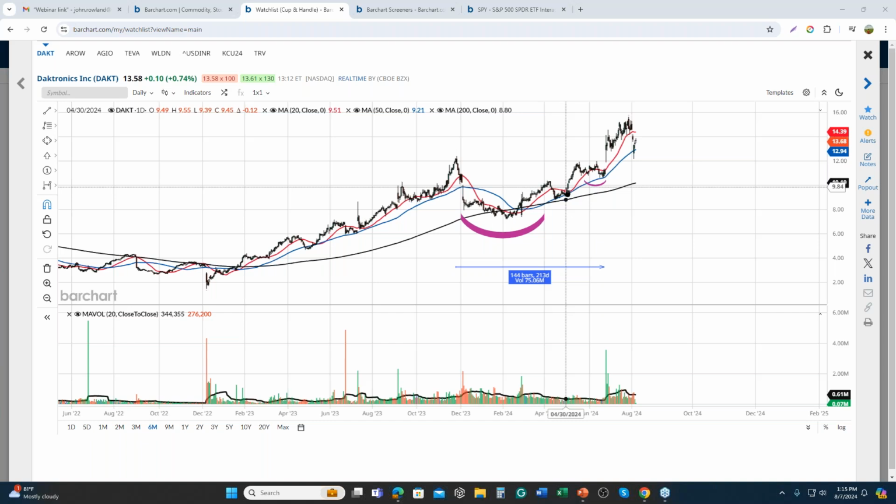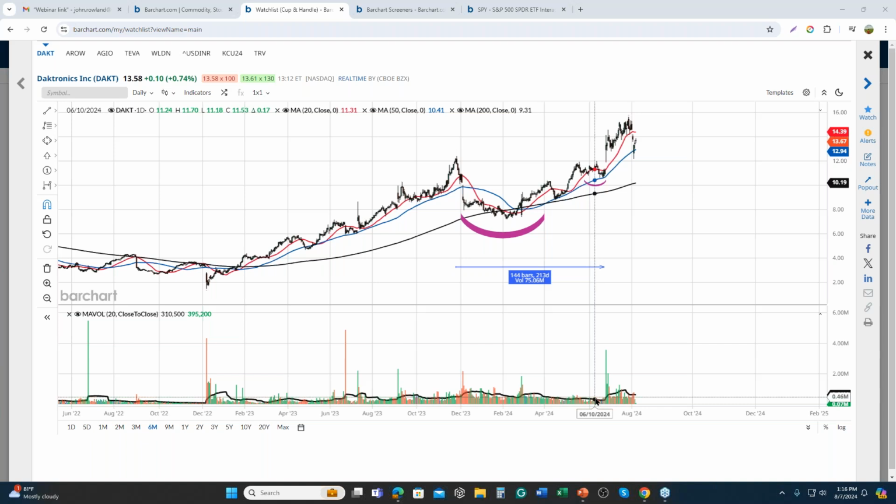Now the handle appears as a small consolidation, and it tends to have a little bit of a pullback. It's usually downdrafting, as we pointed out, but in terms of the duration, it usually is somewhere between 1 to 4 weeks. In this example here, I think it was about 6 weeks. Now the volume decreases during the formation. As you can see here is the formation of the handle, and again you can see the decrease in volume.